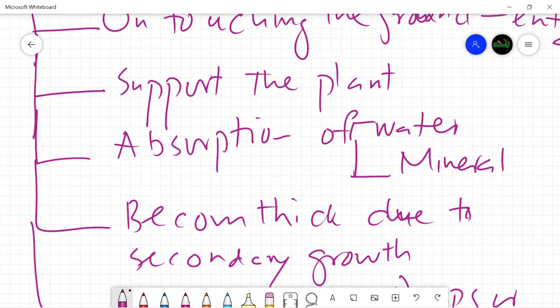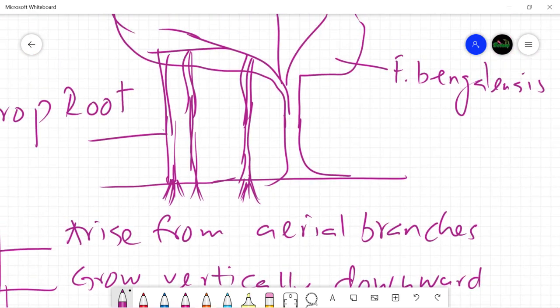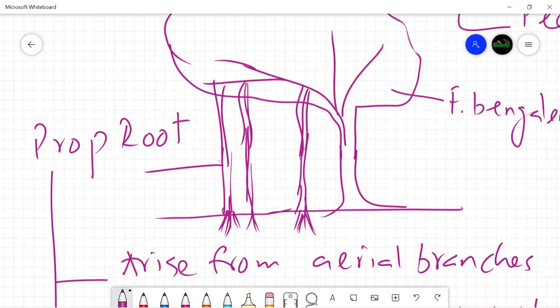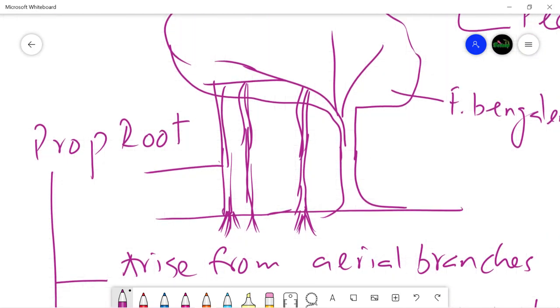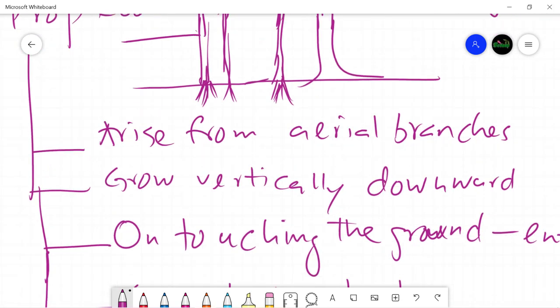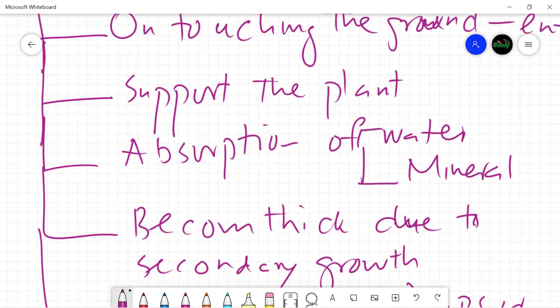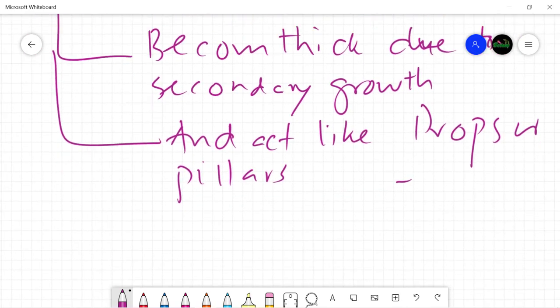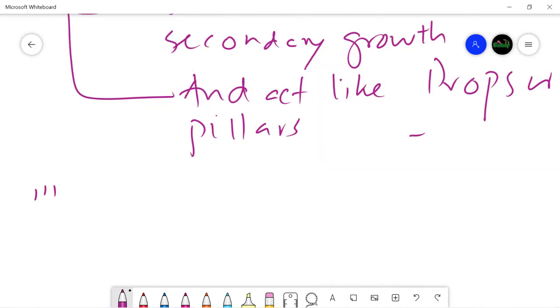So these were the prop roots. As you can see, when they become thick, they act like props, and they support the tree, the branches, especially the aerial, horizontal branches, which are quite thick. And the third and final category in these partly subterranean roots are the aerating roots.